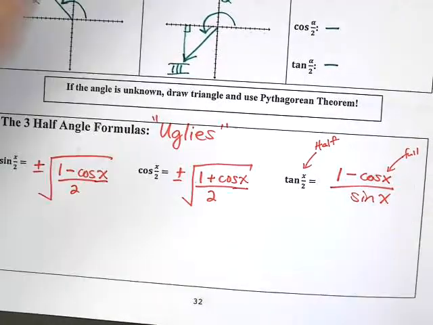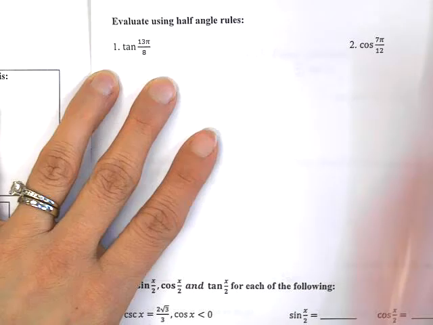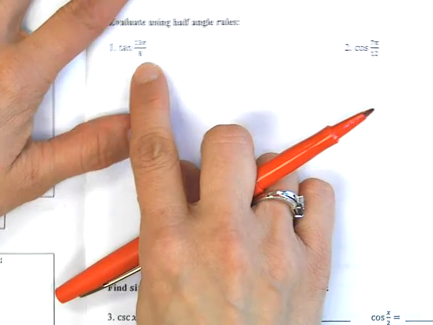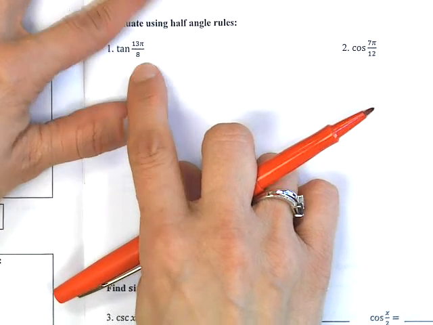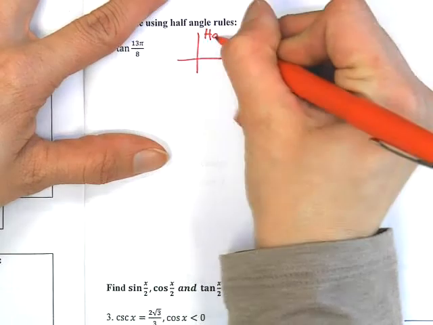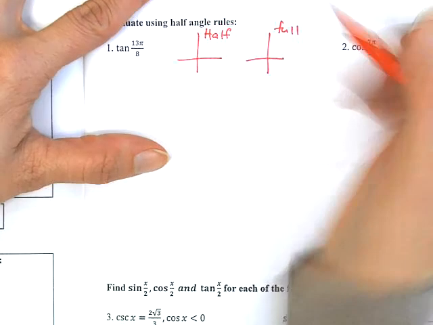Okay, we're going to do a couple calculations here. The first one says tangent of 13 pi over 8. Now 13 pi over 8, I don't know that from the unit circle. That must be a half. So I'm going to draw some pictures. First of all, where's the half? And where is the full?